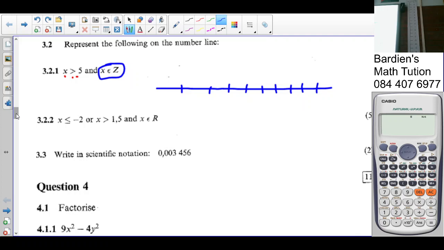You see? So let's make this 2, 3, 4, 5, 6, 7, and so on. So 5 will have an open or closed circle. Open. 6, closed. 7, closed. 8, closed. That arrow indicates it's going all the way to infinity. Okay?